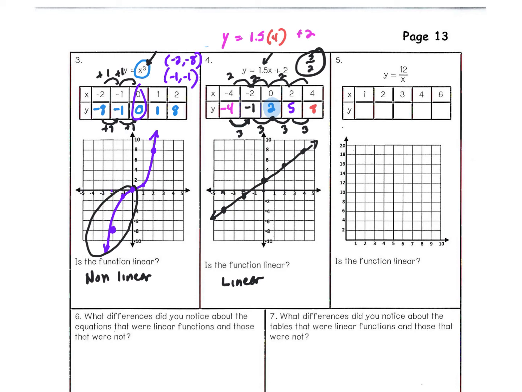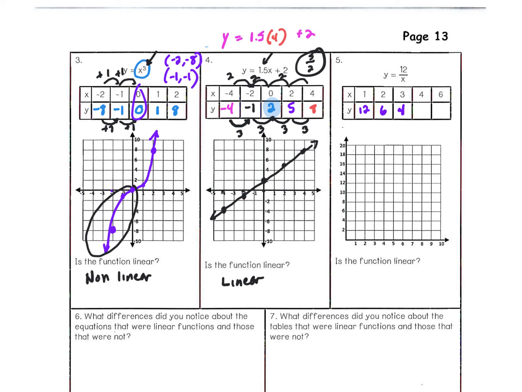Okay, last one. This one is going to make kind of an unusual graph. So we're going to start with y equals, and this time I'm just going to go and replace right in the equation. 12 divided by 1. Well, that would be 12. The y value would be 12. So now let's erase that, and we're going to say 12 divided by 2, and that would give us 6. So we're on to 3. 12 divided by 3 would give us 4.